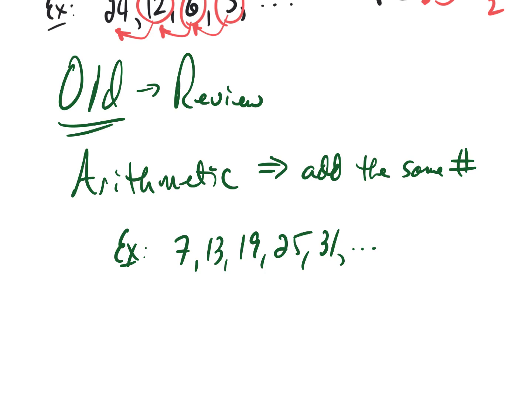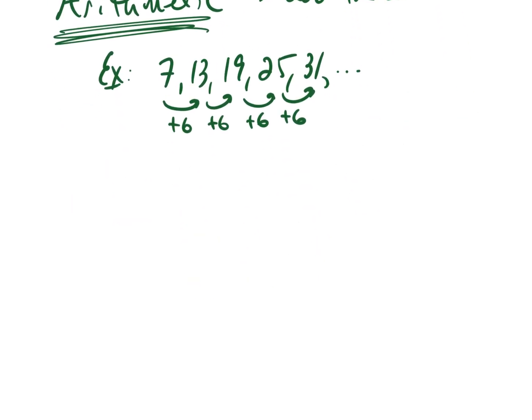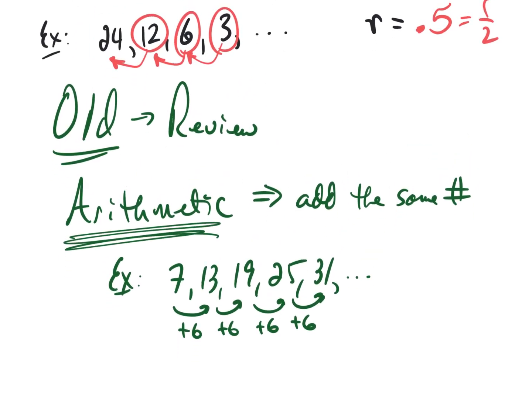Please notice you have to add the same number, add the same number, add the same number to get from one term to the next. So when we added the same number every single time, then the sequence was called arithmetic. Okay? So that was just a quick refresher. There'll be a couple problems on your assignment that'll ask you to tell the difference between arithmetic and geometric. Arithmetic, we're adding the same number over and over. In geometric, we're multiplying by the same number over and over.